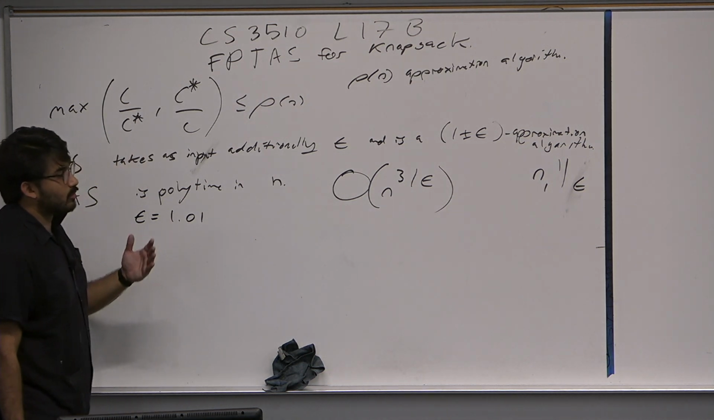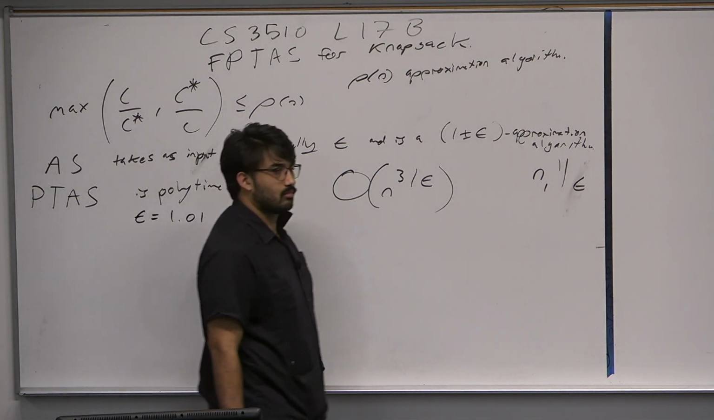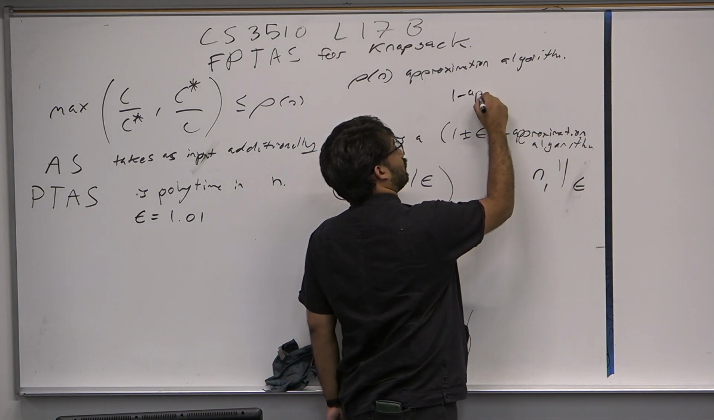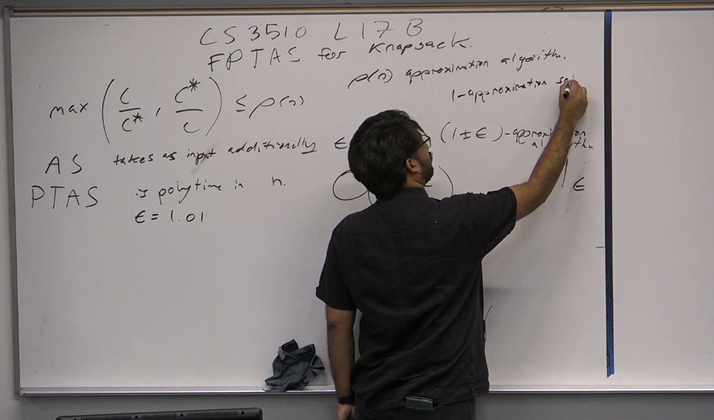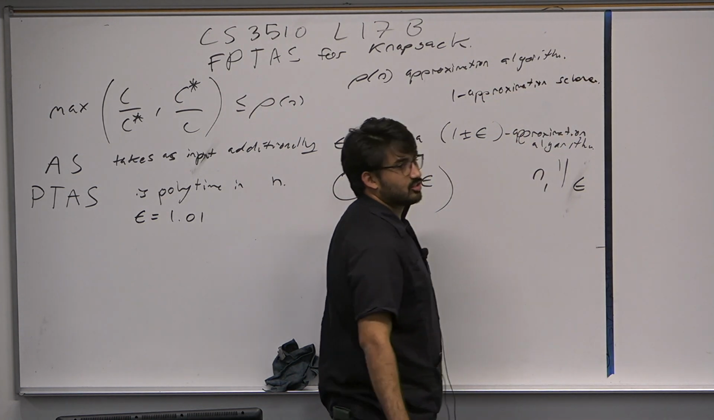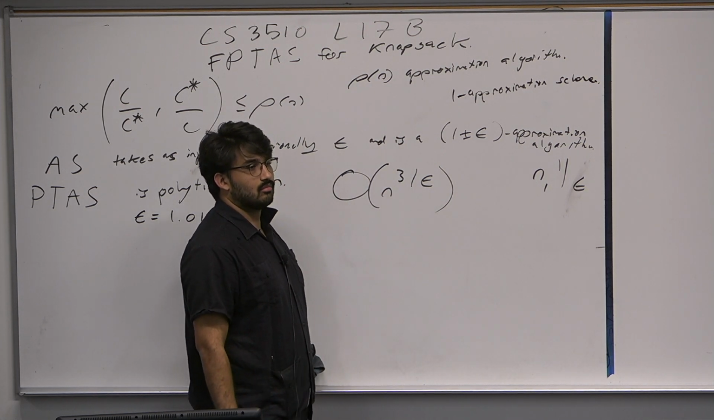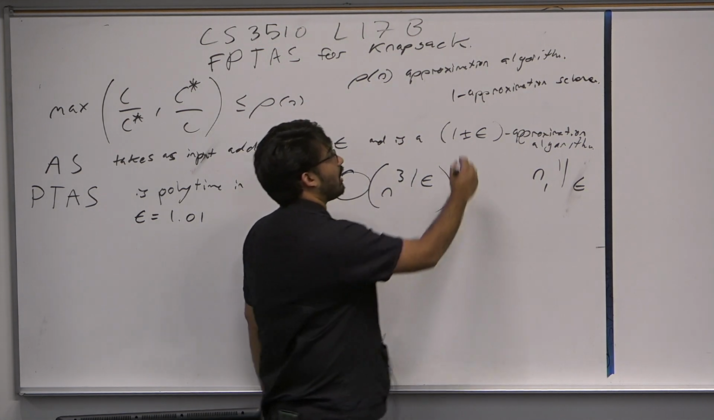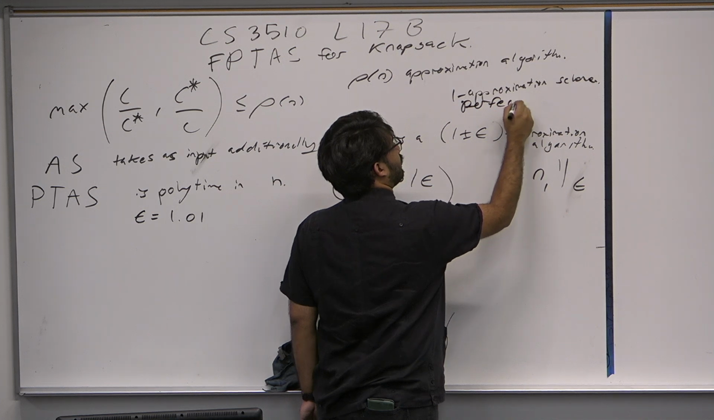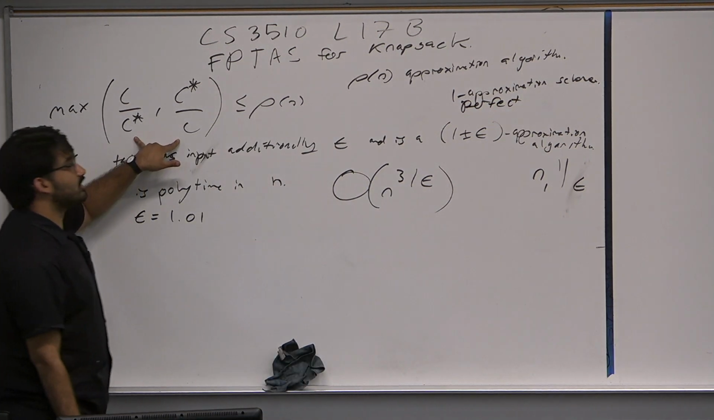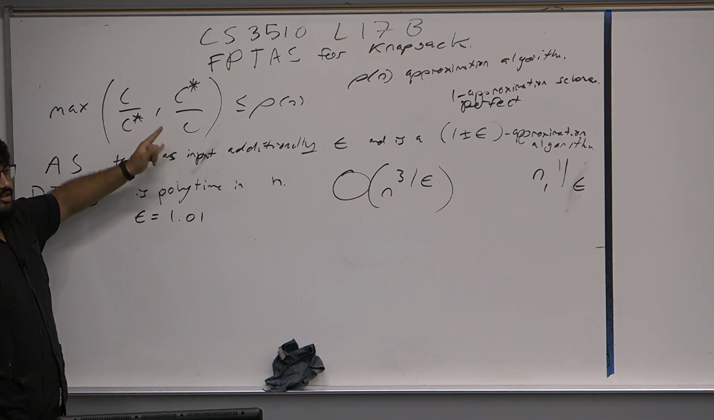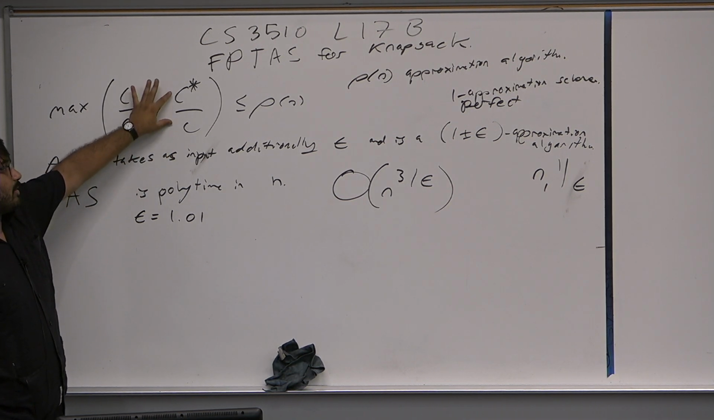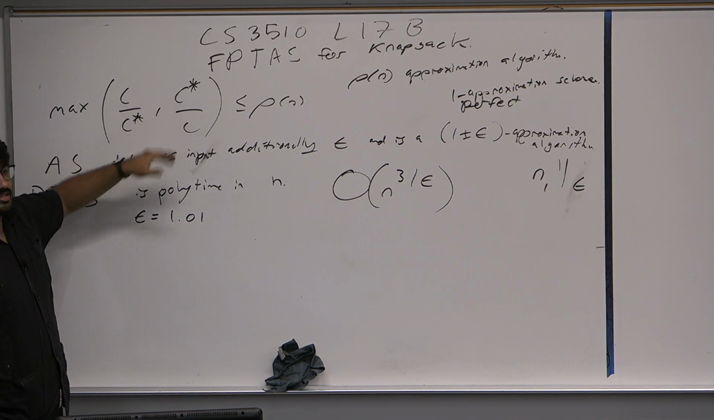Pop quiz. By the way, what is a 1 approximation scheme? Just from basic definitions, what is a 1 approximation scheme? It's perfect, yeah. The way we've defined this, one of these will always be greater than 1. The other is the reciprocal, so it must be less than 1, right? So a 1 approximation scheme basically means these are equal. So in some sense, the output is perfect.